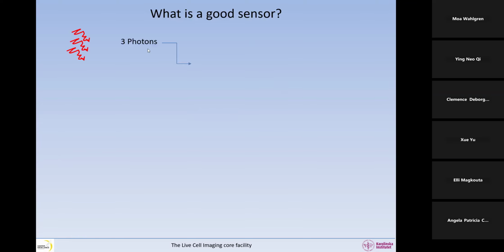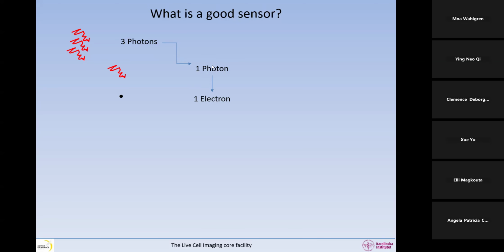Here we have 3 photons coming in, and they arrive at the sensor. And clearly what we would like is that the sensor detects all 3 photons. But look at this. This sensor is only detecting 1 photon. Okay, and I'm not going into the photophysics of the whole thing.